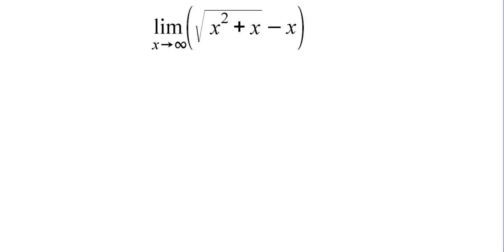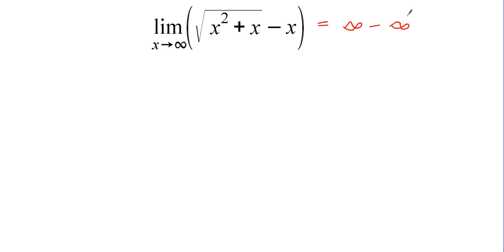For this next one, we've got a new indeterminate form. This one is infinity inside of this radical, because infinity squared plus infinity is infinite, and if you square root something that's infinite, it's still infinite, minus just infinity. Infinity minus infinity is another indeterminate form.